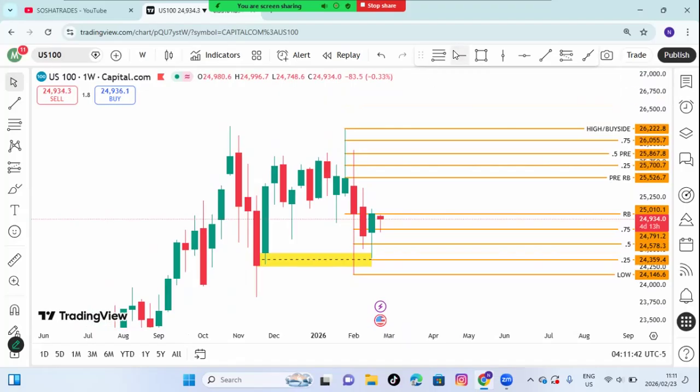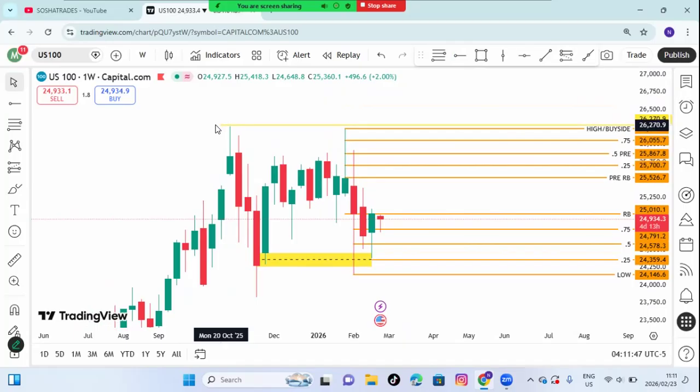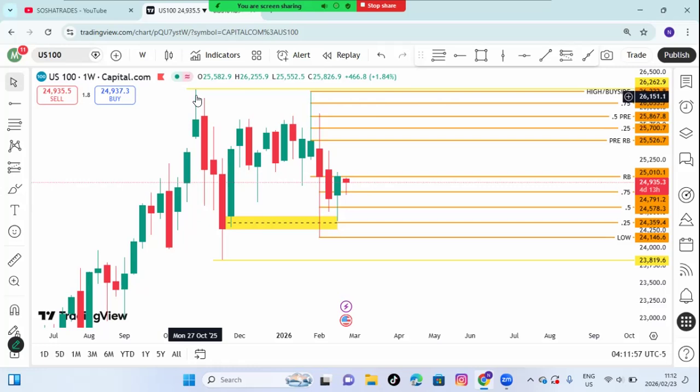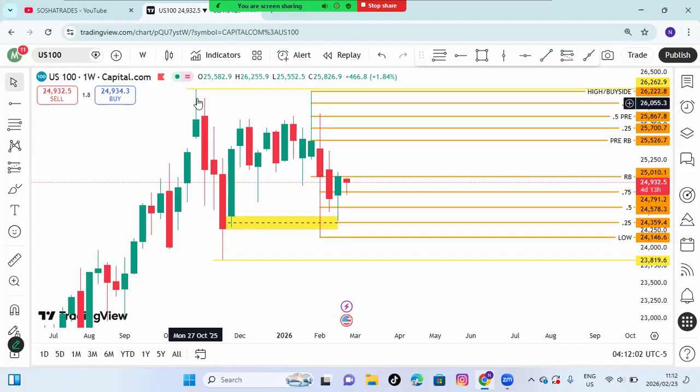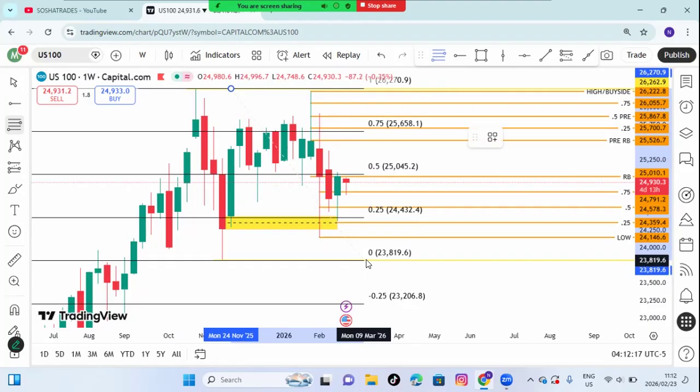Also, one thing to note here is that if you mark this high here and you go again and you mark this low here, you see that this is the range that we've been in since last year, 27 October week. We've just been between this high and this low here. So we've been just going in this range here. So if you take your Fibonacci here and you mark the top there, then you mark it like that.